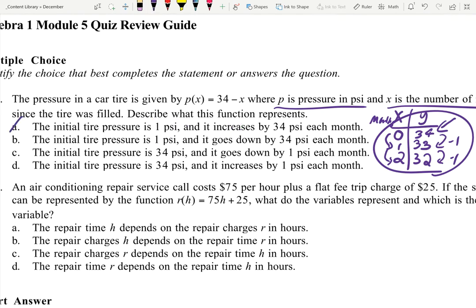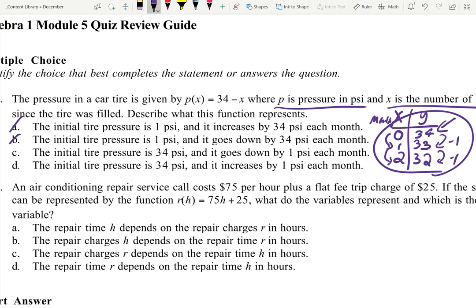Looking at answer choice B, again, it says 1 psi was the initial tire pressure. Again, we've already established that 34 was the initial tire pressure. We started with 34 at the beginning. It does go down, this is true. You see the minus sign, that's a good sign. But the fact that it did not start with 1 psi, it starts with 34 psi, that's a problem. So that's why that one is wrong.